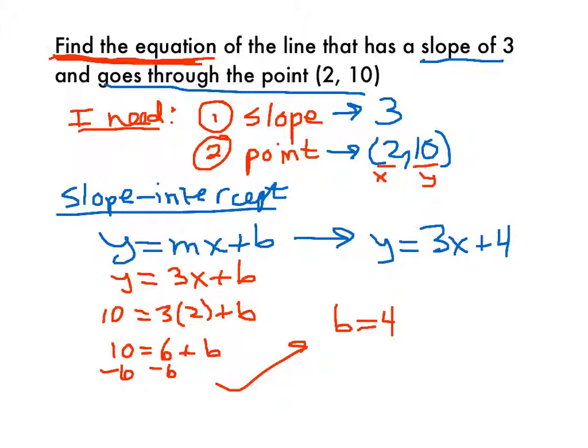And now you can see if you were to plug this point, (2, 10), into here, you would get 3 times 2 plus 4, that is 10. So it would work. This 4 is the only value that satisfies this equation. Now let's see how we would solve it using the point-slope formula.